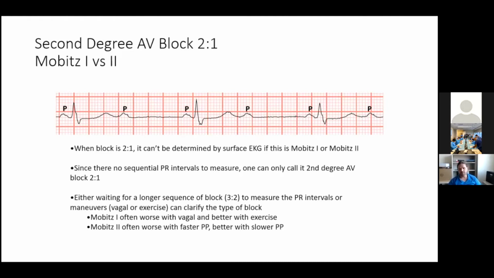In contrast, Mobitz 2 is dependent on the PP interval. When we do a vagal maneuver, the PP will often get longer as the heart rate slows and conduction may improve. Now, when the heart rate goes faster, it's harder for that to conduct and the block may get worse, in contrast to the Mobitz 1.